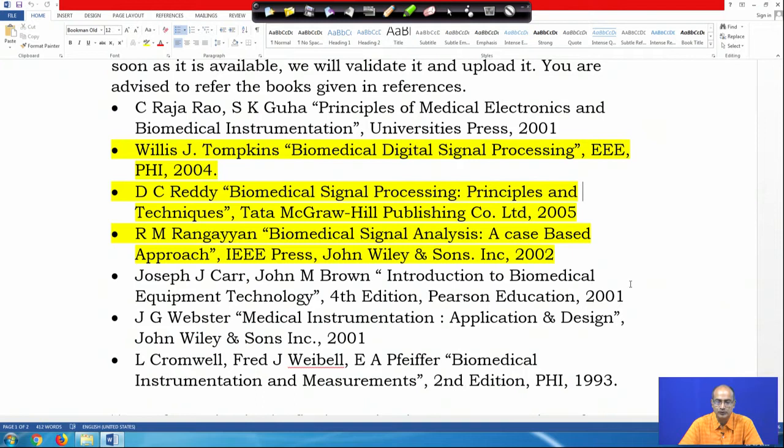The three books I have highlighted here are one by William J. Tompkins, the other by D. C. Reddy, and the third by R. M. Rangayyan. All three of them can serve the purpose of a text, and the other books are, I would say, references. Time to time they may be required, but if you have one of these three books, R. M. Rangayyan, D. C. Reddy or Professor Tompkins, then I think your purpose would be served.